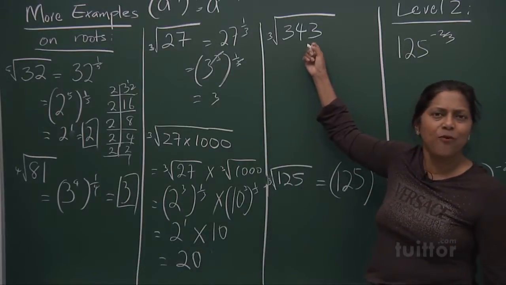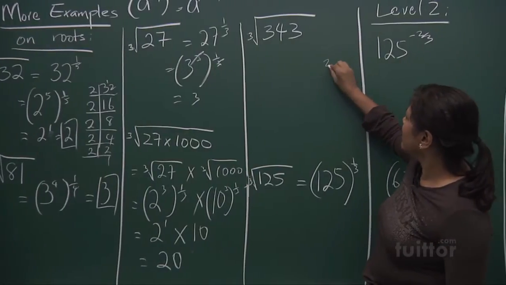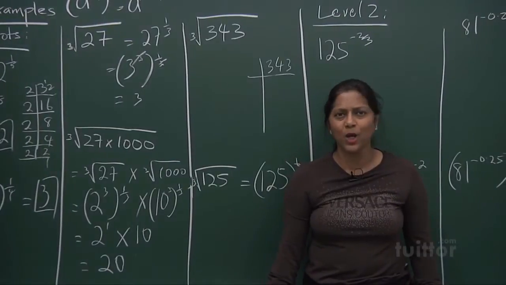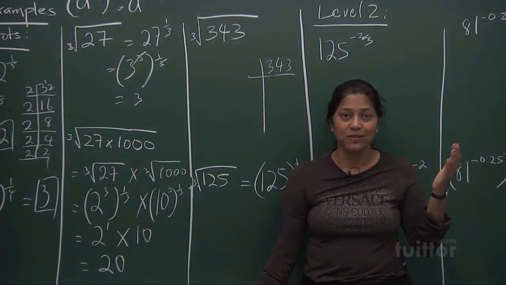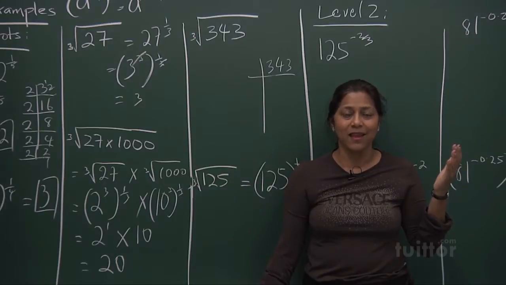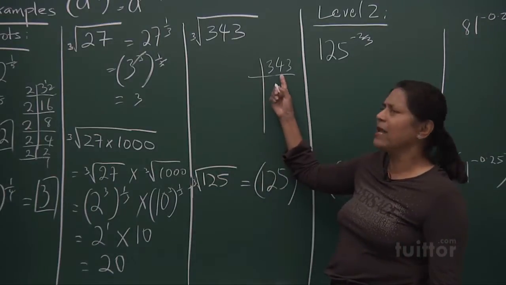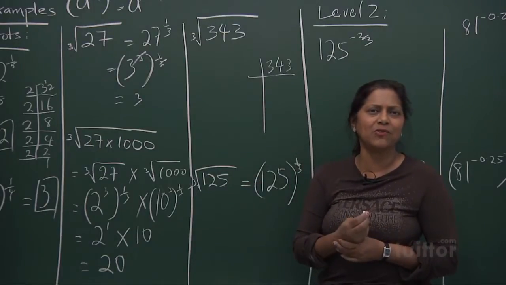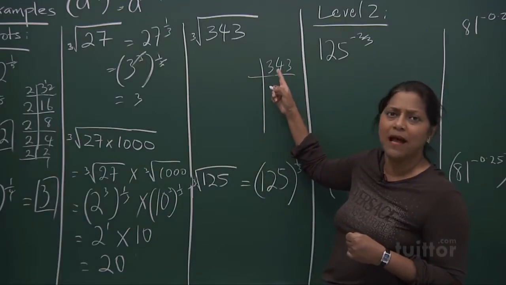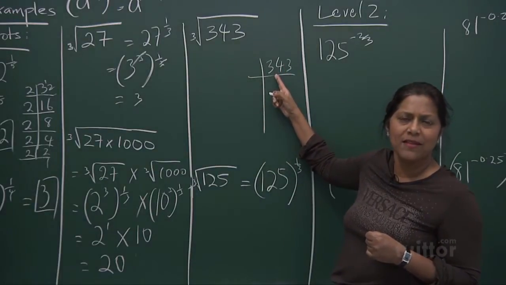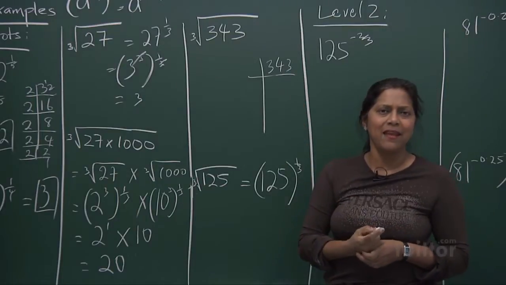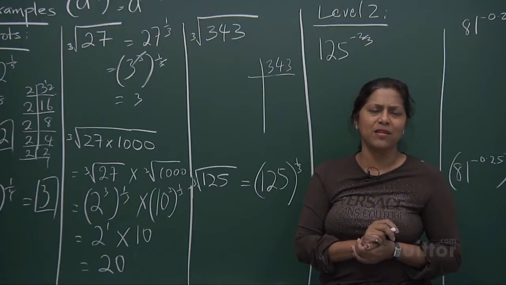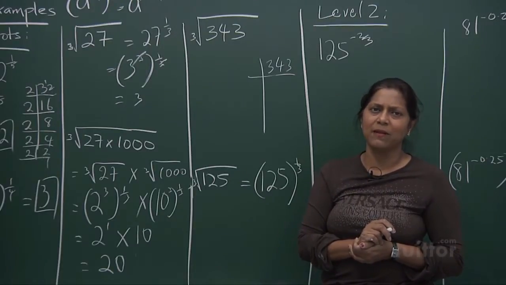What is 343? First thing, we look at 343. Does it end with an even number? No. So it's not divisible by 2, 4, 6, 8. No way. And if you look at it, can we divide by 3? How do you test if a number is divisible by 3? You add the digits up. 3 plus 4, 7. 7 plus 3, 10. If the sum of the digits is not divisible by 3, the number is not divisible by 3.